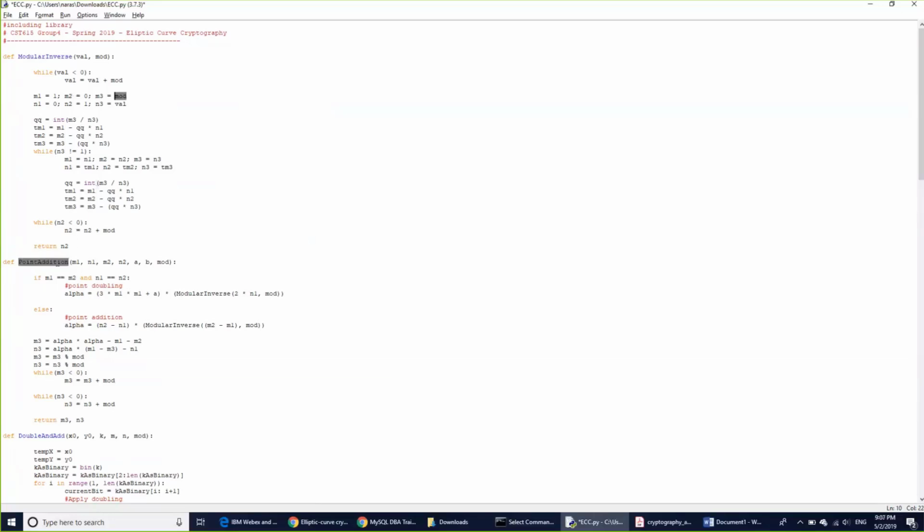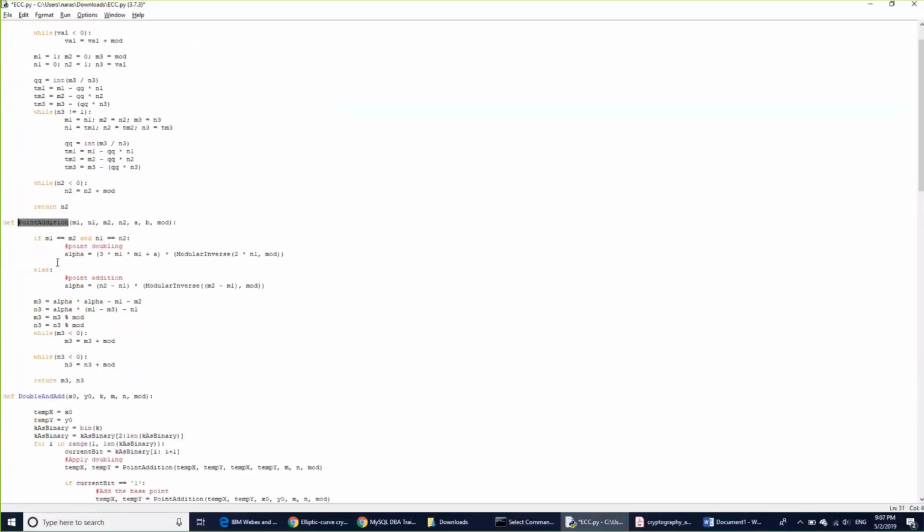So here the point addition is for two distinct points, two points with different coordinates, and this is to construct the line between the two points. That is called the third point on the intersection of the curve. So this helps in giving the intersection point on the curve.